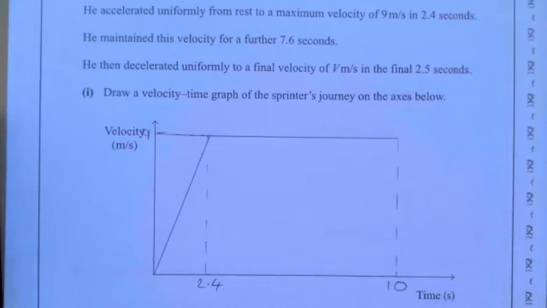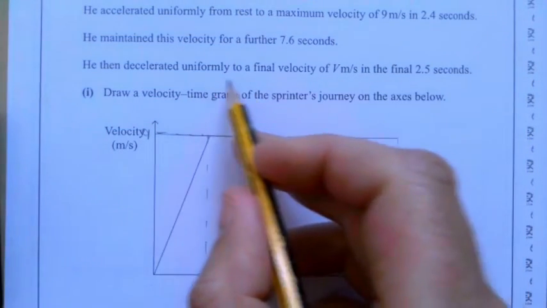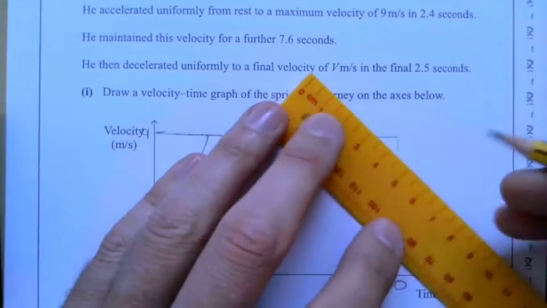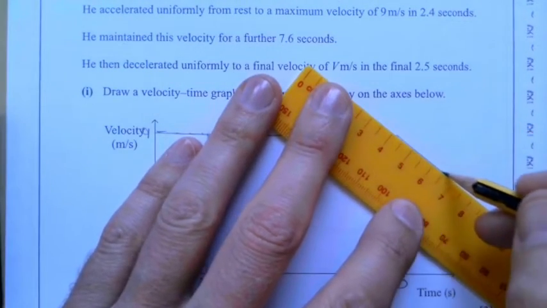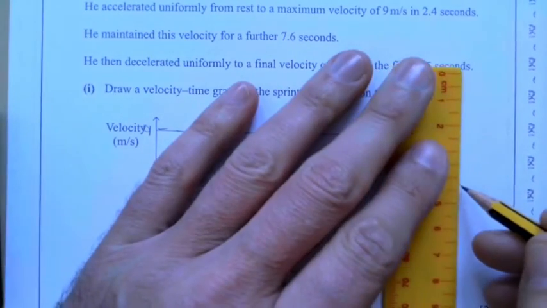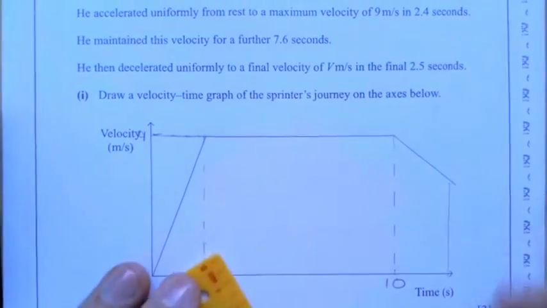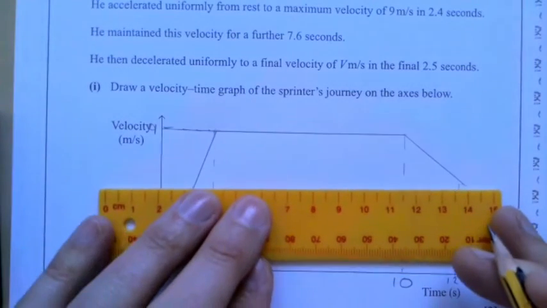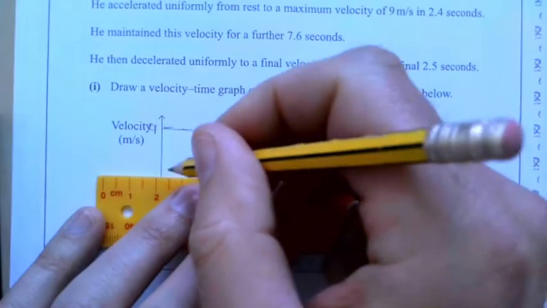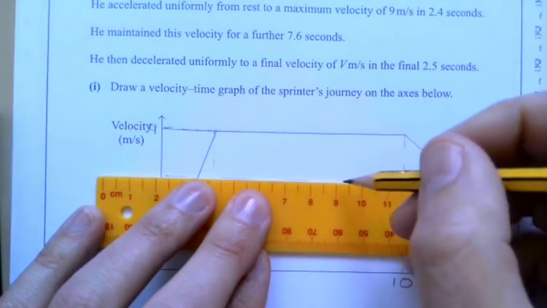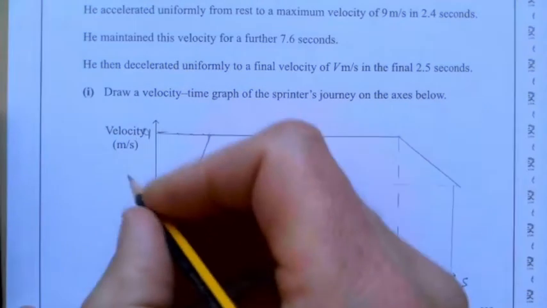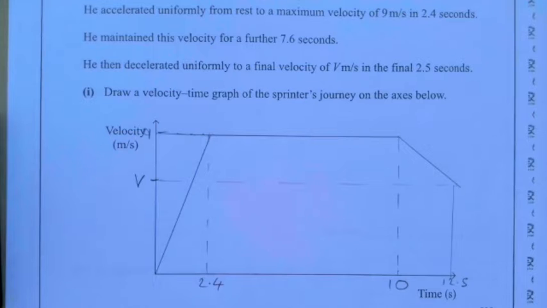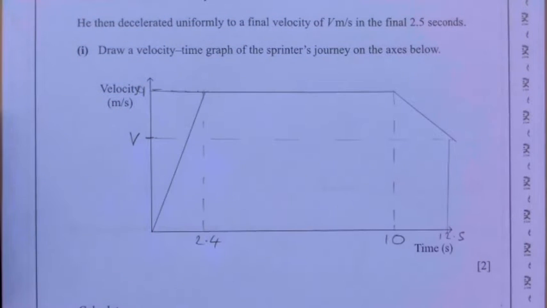And so that's then my 10 there. He then decelerated uniformly to a final velocity of v in 2.5 seconds. So down here then he slows down to some speed that's v. And my time there then is 12.5. And if we do a dotted line going across here, that's my v there.